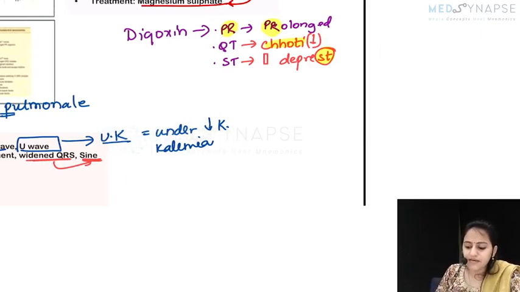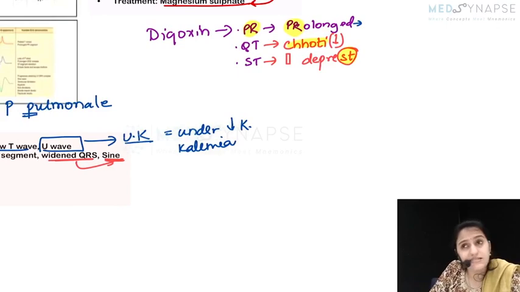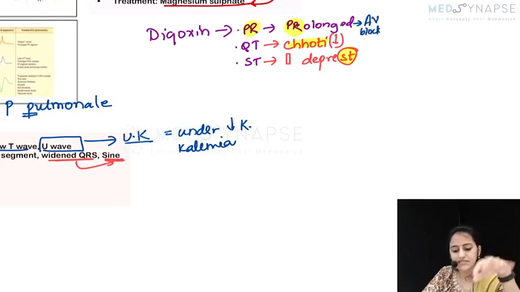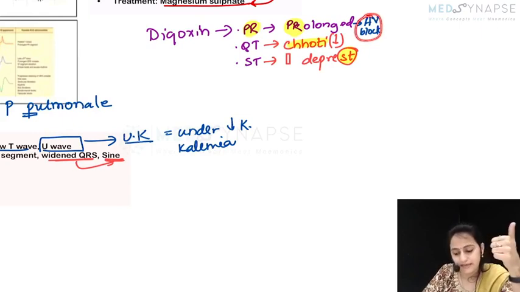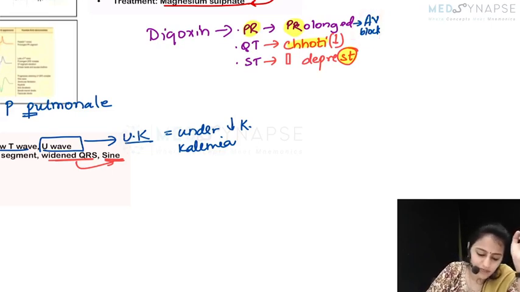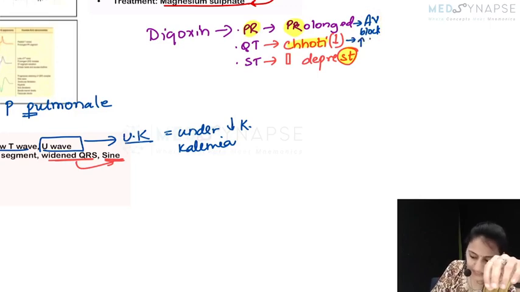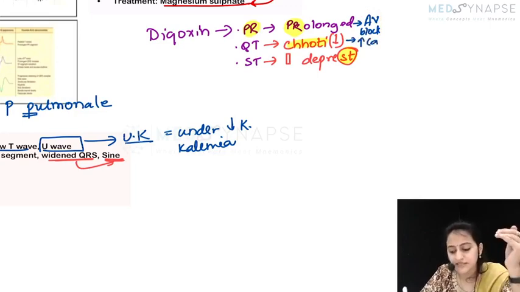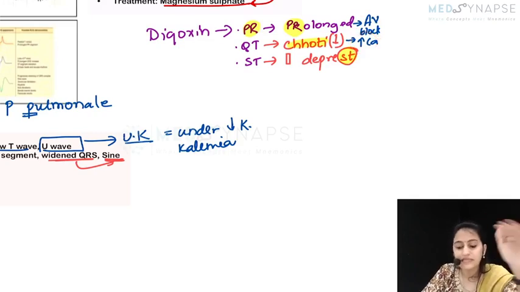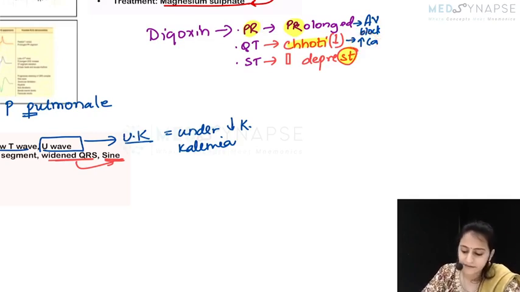Whenever I say the PR is prolonged, that basically is suggestive of AV block. Right? So basically it's a marker of AV block. Did we see digoxin causes AV block? Yes, that's why it is used for rate control in atrial fibrillation. PR prolonged. Why does it cause QT shortening? Increase in calcium. Did we see digoxin increases calcium? Yes, by inhibiting sodium potassium ATPase.